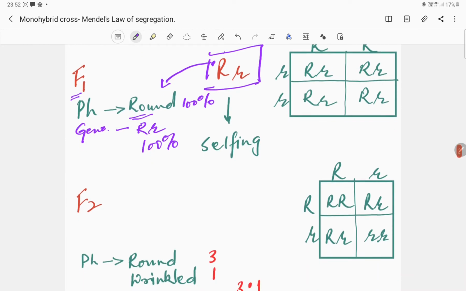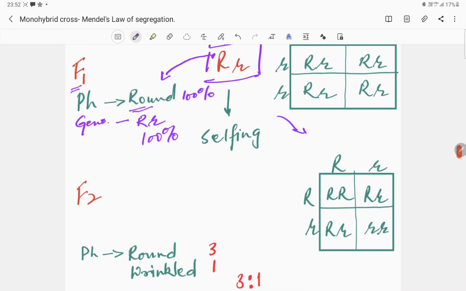Now, after selfing, what will happen? I've built a Punnett square somewhere here. Have a look at this particular Punnett square down here, and you can see I've done a Punnett square for selfing: capital R, small r, capital R, small r. On selfing, what do we get? We get these combinations of capital R and small r.